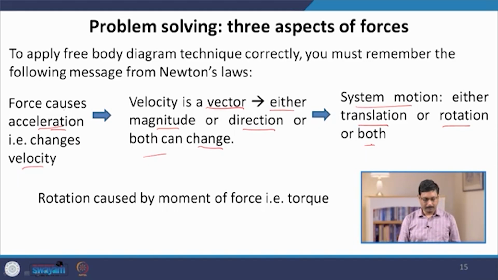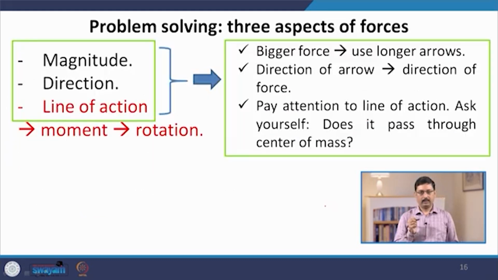Now, this rotation is actually an effect of force, but it is caused not by the force itself, but by the moment of force, which is also called the torque. So, to include rotation, there are three important points about force that you should remember. First, as you know, this is a vector, so it has a magnitude and a direction. But also, to include the rotation, you should pay attention to the line of action of the force. As we shall see, the line of action determines the moment, which in turn determines the rotation.